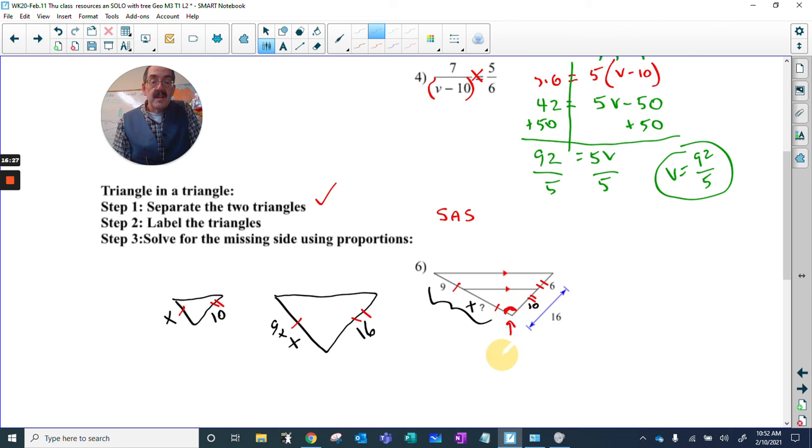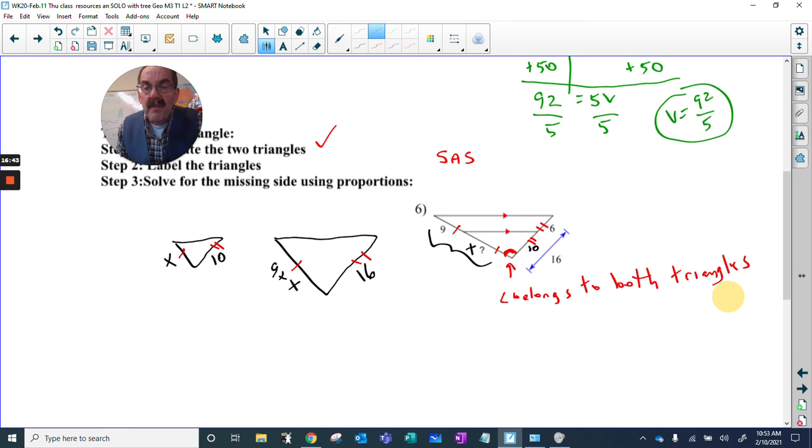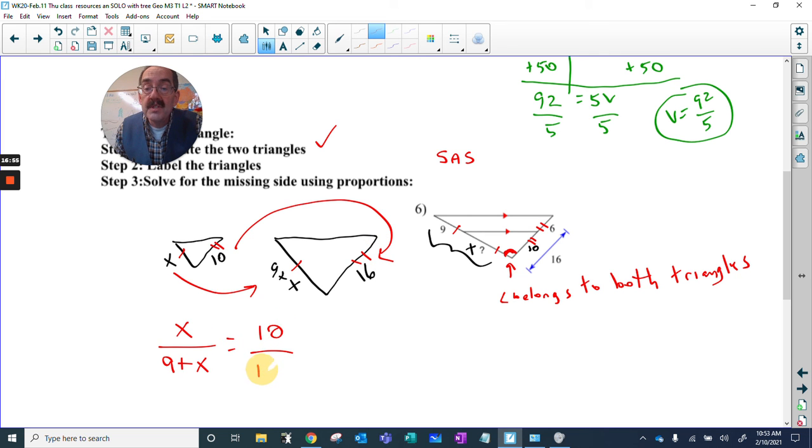This angle belongs to both triangles. Okay? Alright, so let's just set it up. X to 9 plus X as 10 goes to the 16. Cool. Same idea. Cross multiply.